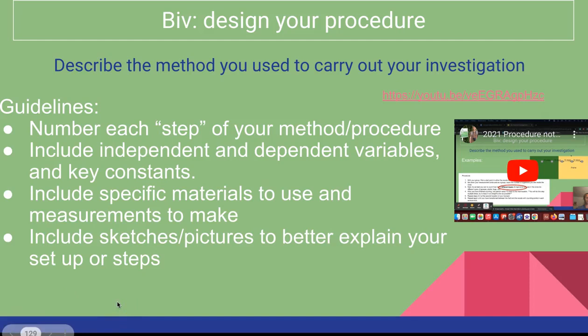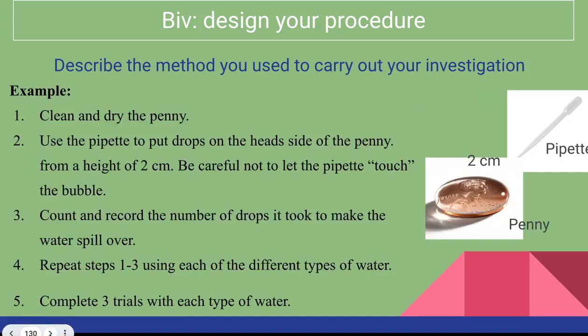You're going to make sure to include the independent and dependent variables and key constants. You'll include all of the materials that need to be used, any specific measurements that are going to be made. Then it's always helpful to include a sketch or some pictures showing what the setup looks like, or maybe a picture sketch showing how to do a step that maybe is a little complicated or might need a little extra direction for. So here's an example of a procedure or method.